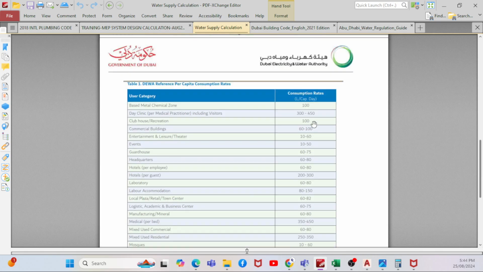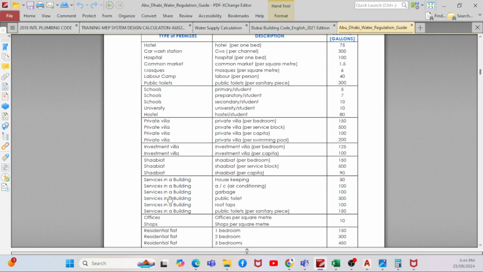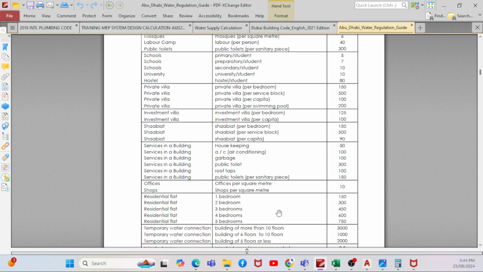This is the area per person. Assume that you have a total of 50. Multiply by so many liters or gallons and you will get the total gallons. Anyone have any doubt? The total will be 880 gallons per day. That is the demand. This is based on the people method, or per person. If you have a public toilet, you can take the value per toilet directly. For a residential flat, one bedroom is 150, two bedroom 300, three bedroom 450, four bedroom 600.